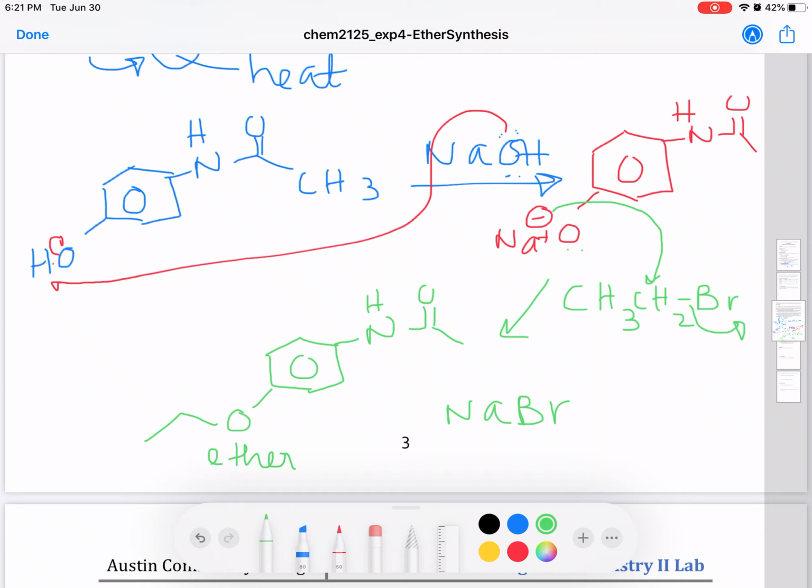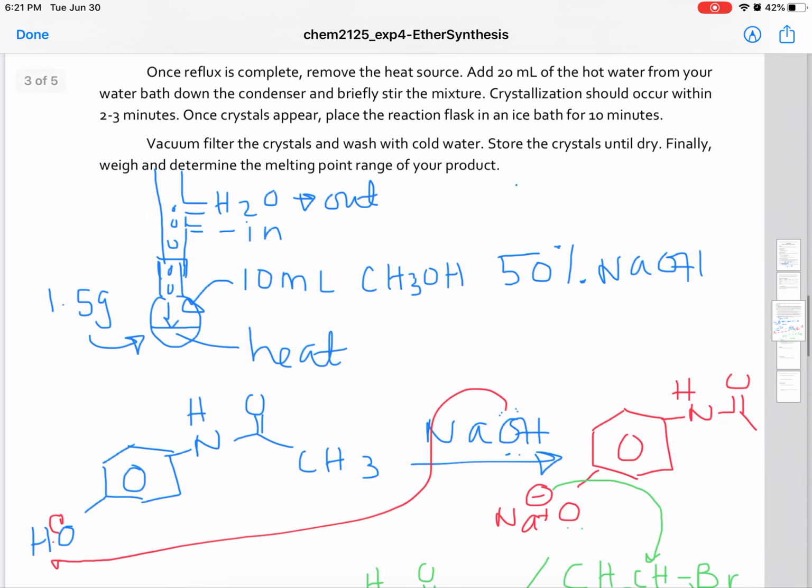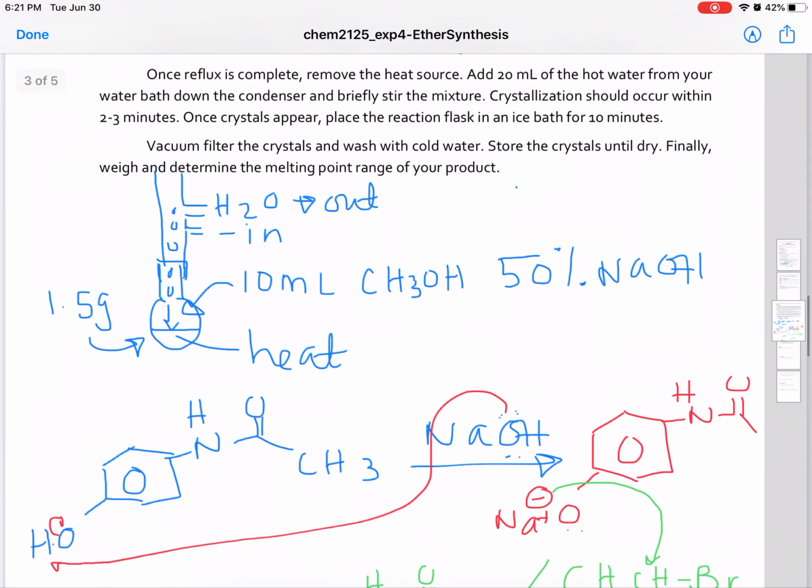When you add water, what's going to happen? It's going to crystallize out, because it's not going to be soluble in water. So you add hot water and then you will see the crystals start forming, beautiful shiny crystals. It'll happen fast. Once crystals appear, place the reaction flask in an ice bath for 10 minutes to maximize the process of crystal formation.